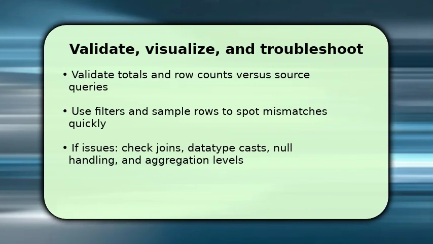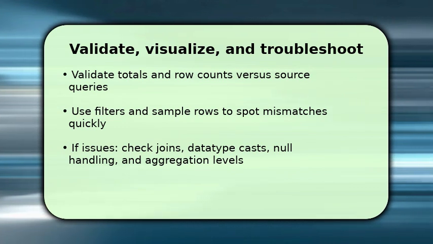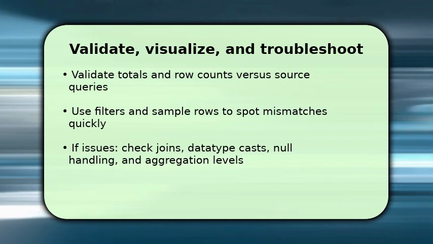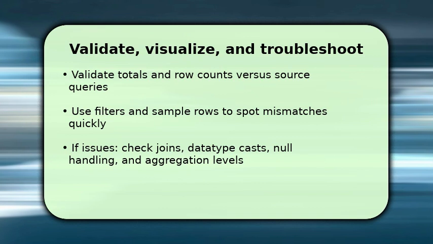Next, build a quick visualization to surface unexpected nulls or duplicated rows, and apply filters or sample rows to isolate anomalies. If numbers disagree, check join conditions, data type casts, null handling rules, and whether aggregations occur before or after the blend. One key troubleshooting tip: temporarily switch join type to inner.